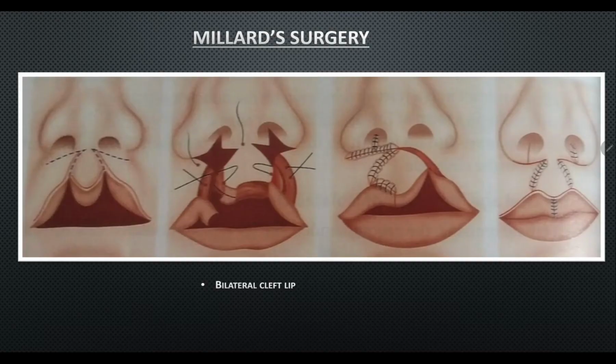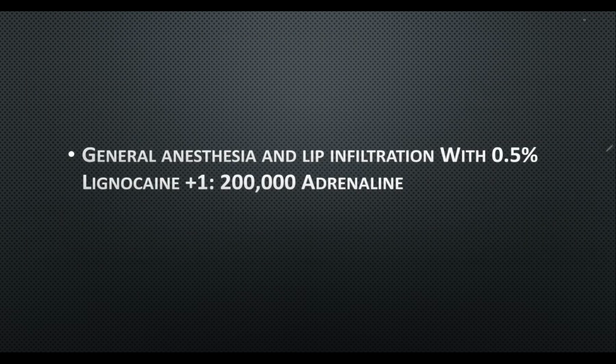It is the same even for bilateral cleft lip. In bilateral cleft lip, again an ala base incision is made, and then the same process of Millard's, first is the rotational flap, and then the advancement flap is done and corrected. For this, general anesthesia is required, and lip infiltration of 0.5% lignocaine plus 1 in 2 lakh adrenaline is given at the lip for local hemostasis.